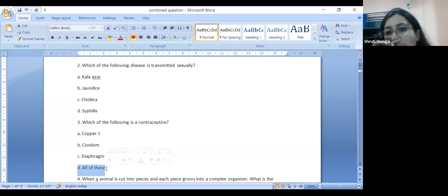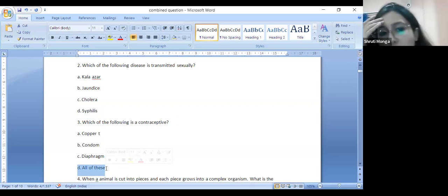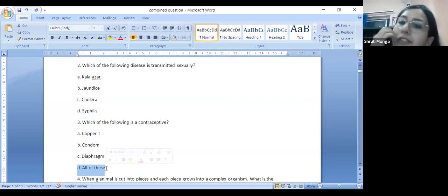All of these. Ma'am, why? I didn't know about the diaphragm, the C one. Okay, diaphragm. So the diaphragm is also a device. I think the name diaphragm is not mentioned in your NCERT textbook. Basically, the diaphragm is also a device which is used as a contraceptive. Copper T, right? All the other options are used as contraceptives. That is why the correct answer would be all of these.